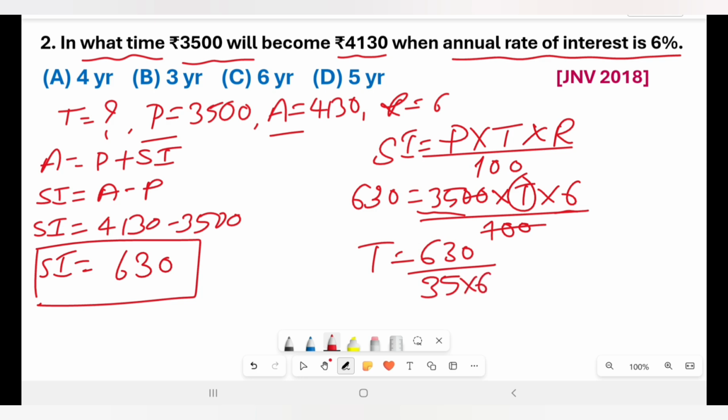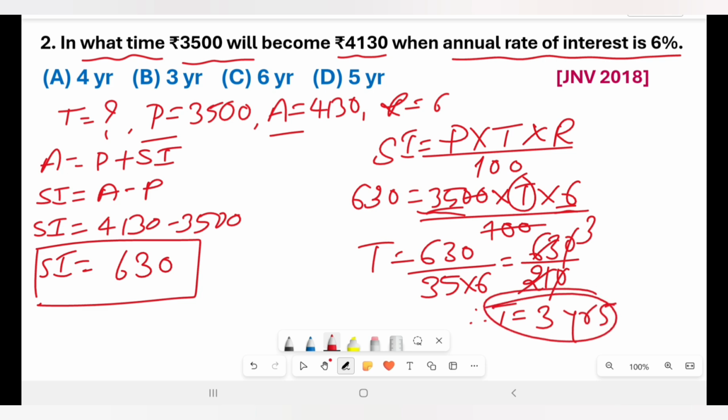As I am transferring from the right hand side to the left hand side, here it is multiplication and on the other side it will go to division. So 630 divided by, if we multiply the denominator, it will be 210. So 0 gone and 21 threes are 63, right? Therefore T is equal to 3 years. So T is equal to 3 years is the answer. B is the right option.